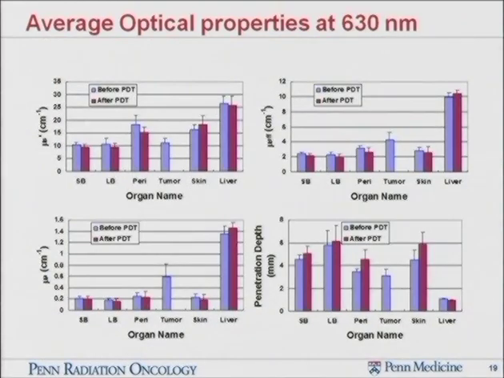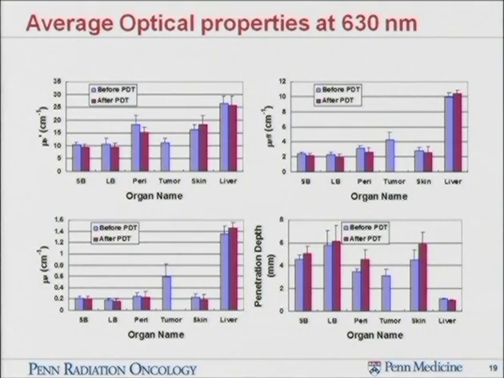This is a summary of the result at the particular wavelength where we do the treatment. So you can see different tissue types: small bowel, large bowel, heart, pericardium, tumor, skin, liver. Measurement is done before and after PDT. One thing we noticed is that the tissue optical properties almost don't change at all during our PDT treatment, and that is pretty much across all different types of PDT treatment. We see the same thing.